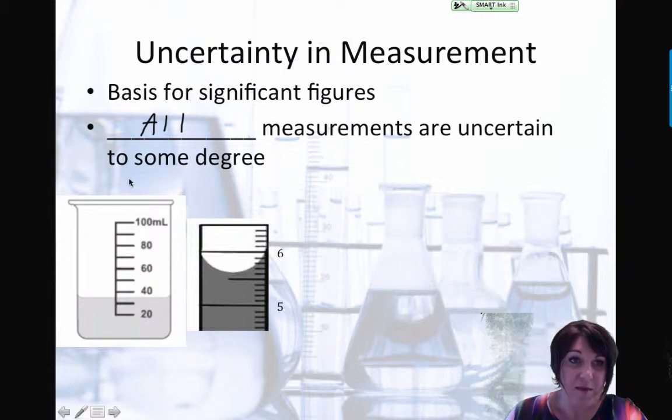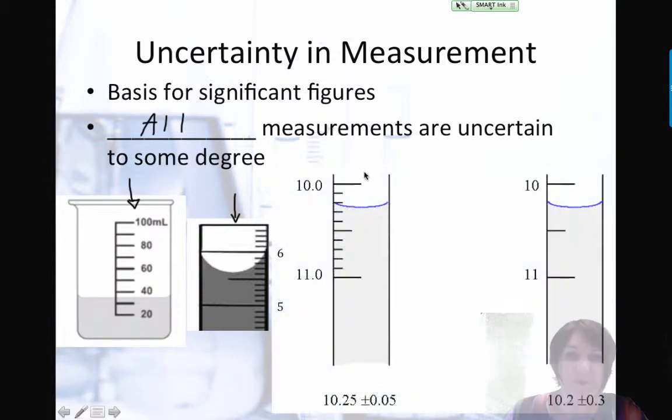It just so happens, though, that for this instrument, the beaker, the uncertainty is going to be much larger than in a graduated cylinder. Notice how much closer the markings are and how much more precise you can be with a graduated cylinder. That's why we don't use beakers to measure volume.